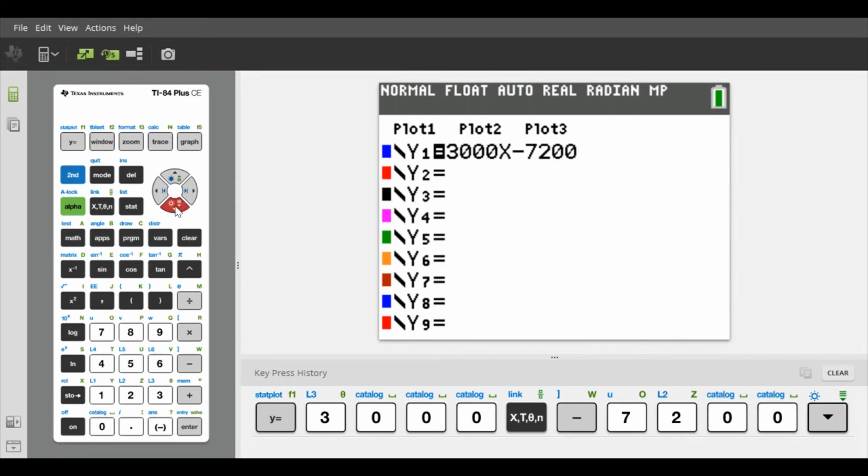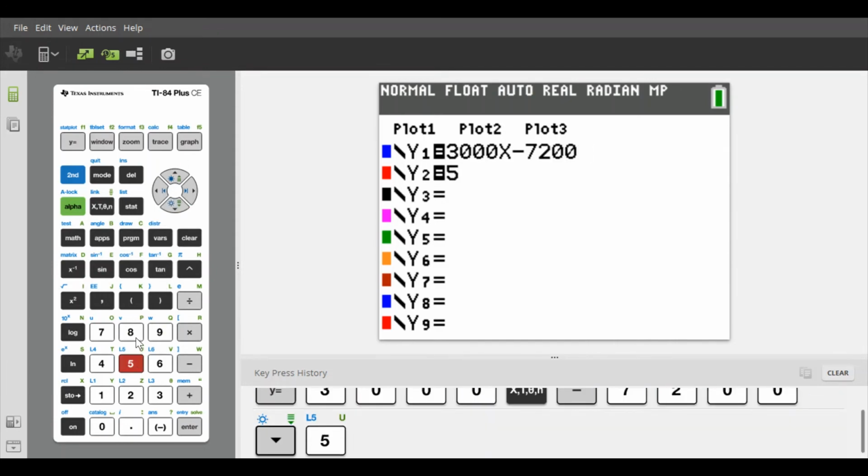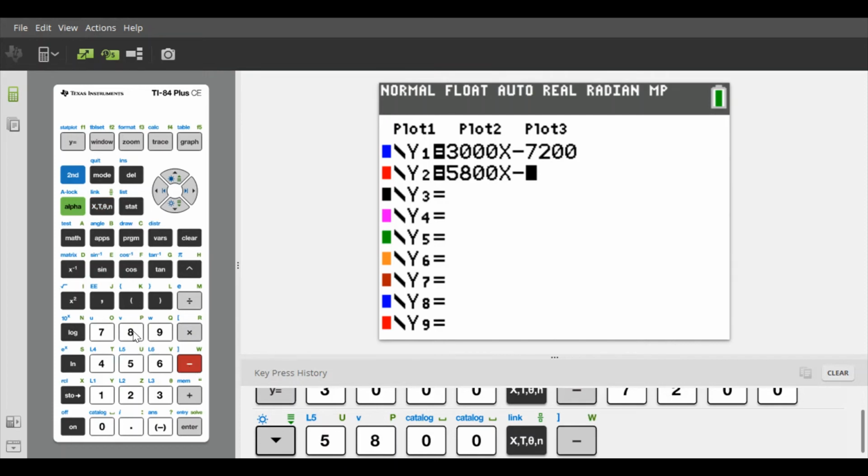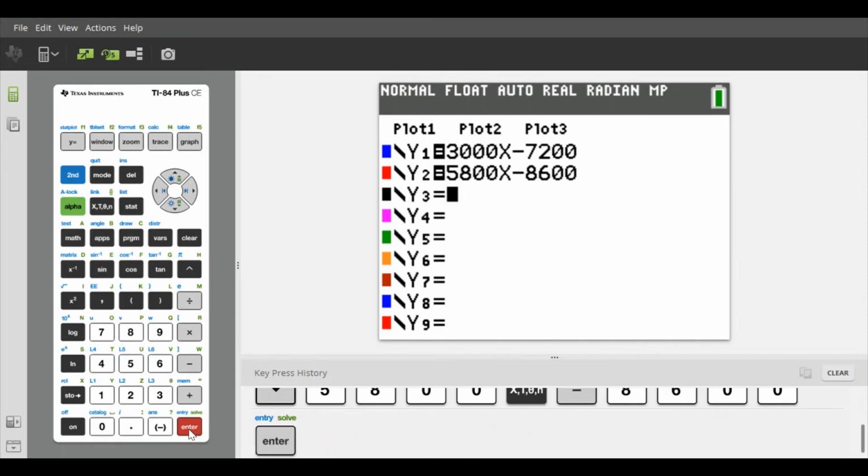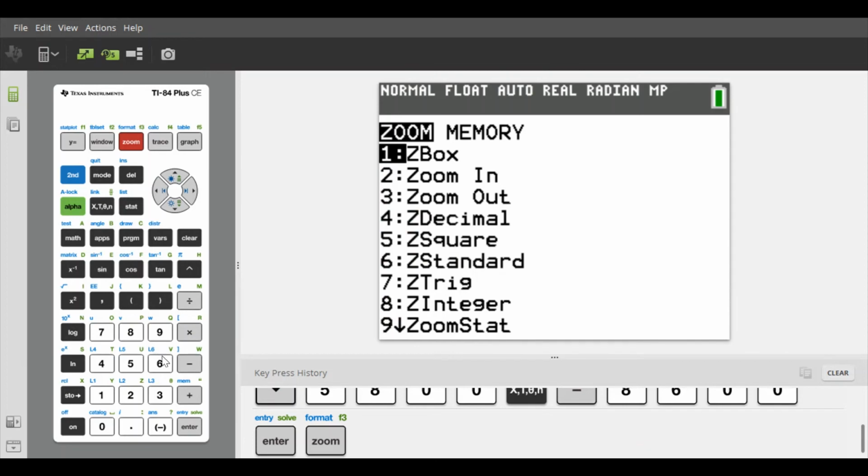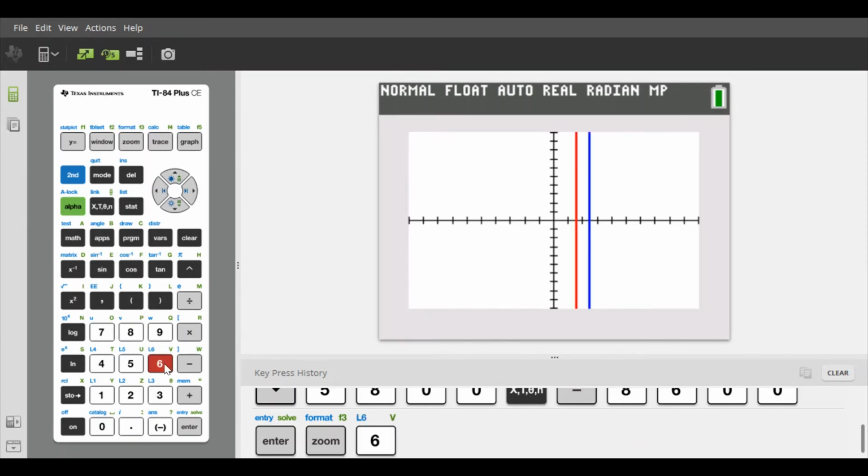And our y2 we would set equal to the other side of the equal sign, which was 5800x minus 8600. Okay. Now that we've done that, I'm just going to zoom standard on it, see how it does. It may do a good job. It does a terrible job.